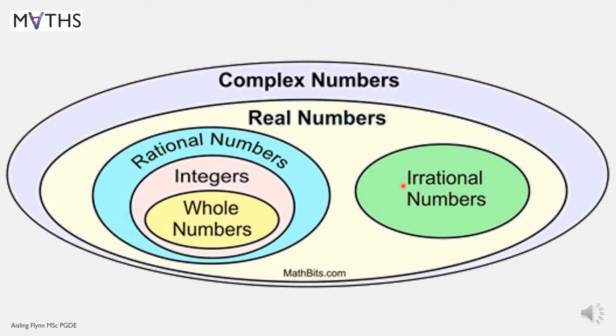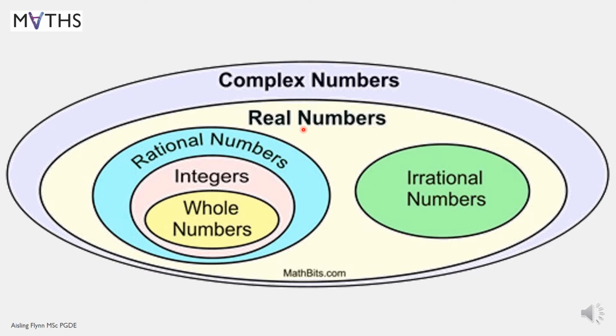There are numbers called irrational numbers. We haven't crossed them yet in this program. We will at a later stage. They cannot be written as fractions, so they're separate over here. And all of those numbers already mentioned are included in the set of real numbers.